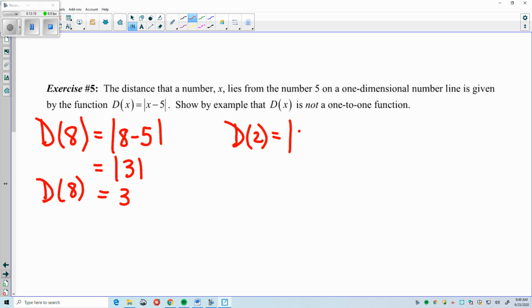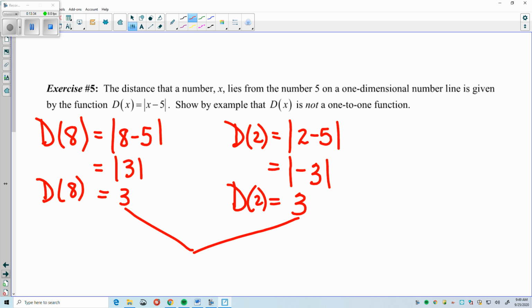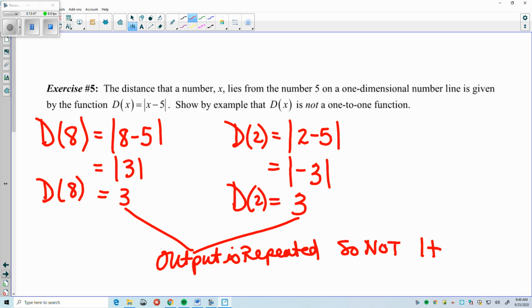Okay, so if I plug in 2 and I subtract out 5, if I simplify here, I get -3. What do we know about the absolute value of -3? We know that it's 3. So the function at 2 also gives 3. Notice I have the same outputs. Okay, so the output has been repeated. So it's not 1 to 1. As soon as you repeat an output, it's not a 1 to 1 function.